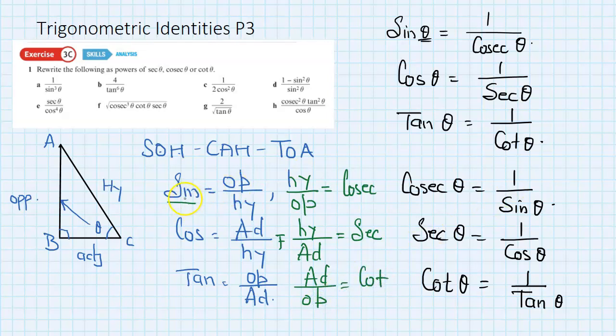So 1 over sine we have given the name cosec, 1 over cos we have given the name sec, 1 over tan we have given the name cot. It's only the reciprocal of the ratio, that's all. So it's easy to remember. These are not actually new terms, just the reciprocal of our original ratios. Now we are going to solve these questions.